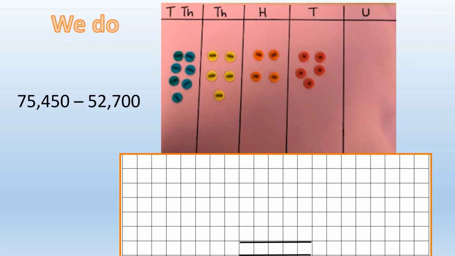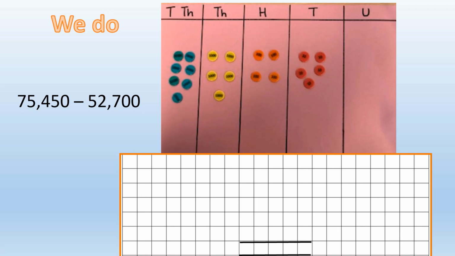Okay, another problem now. This time we're going to pause the video and you can have some time to try to solve it before I go through the answers with you. I'll talk you through the place value chart first. We'll set out the calculation and then you can see if you can try it. So we have 75,450, take away 52,700.